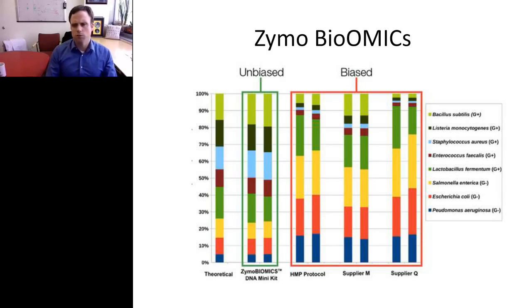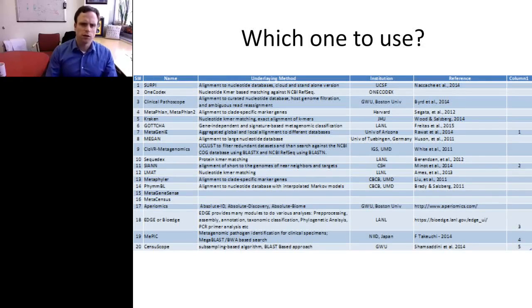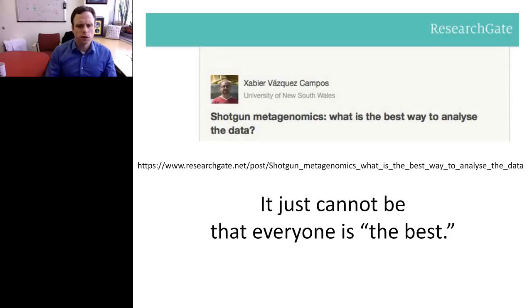But I want to focus most of the talk today on some interesting things that we've seen on the tool side, on the algorithm side. In particular, there's an ongoing question where people say, well, what should I use? Which tool do I use? Here's one short list of all the different computational tools in metagenomics. And it just cannot be that every one is the best, or that everyone has their pros and cons. It's an ongoing question on many forums.